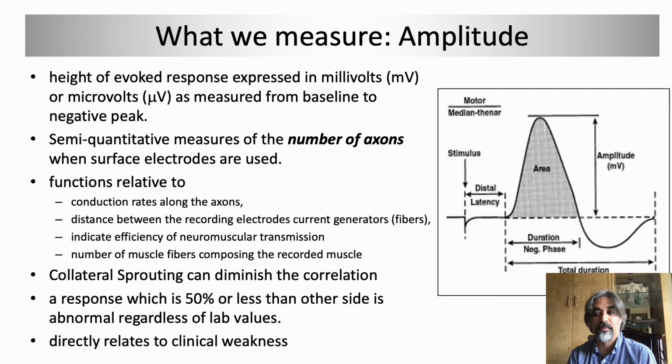Amplitude is the height of the evoked response expressed in millivolts or microvolts, as measured from baseline to negative peak for CMAPs. It's a semi-quantitative measure of the number of axons conducting impulses from the stimulating to the recording point. Amplitudes are affected by how synchronous the axonal and muscle membranes are conducting, how efficient the neuromuscular transmission is, the number of muscle fibers, and the distance from muscle to pickup electrode. Per Wilborn, they are the only component to have a direct relationship to clinical symptoms. A response which is 50% or less than that obtained on the other side is considered abnormal regardless of how it compares to laboratory values.